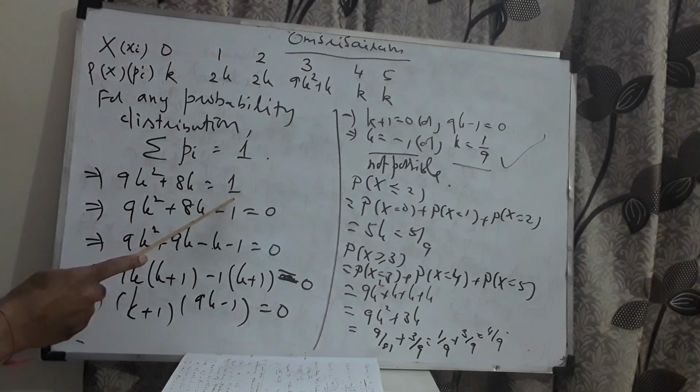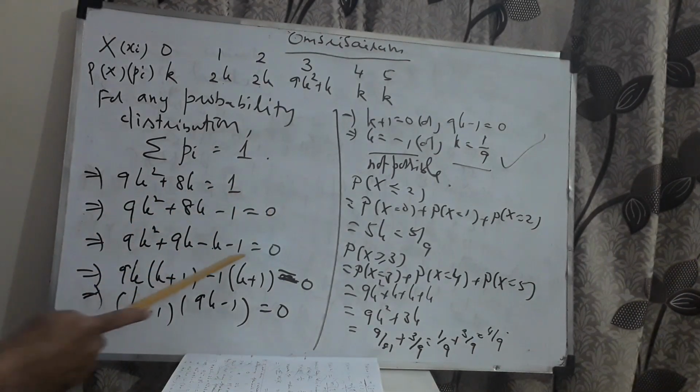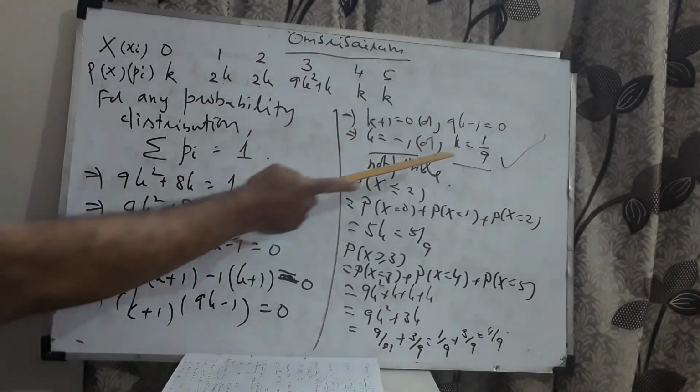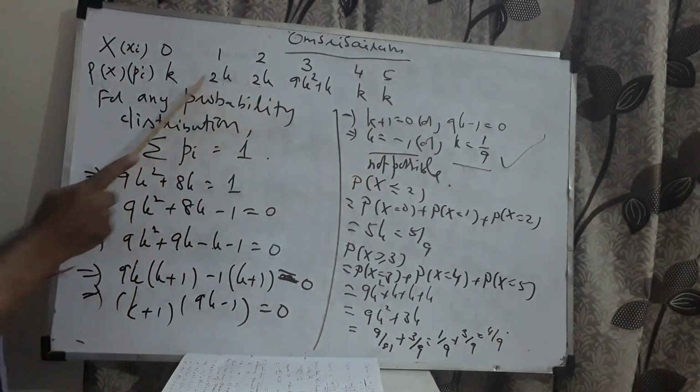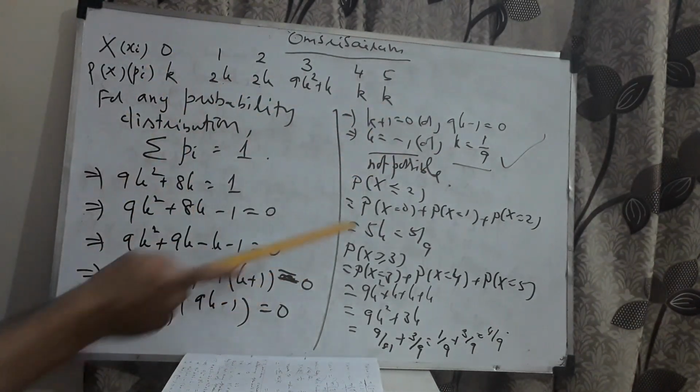9k square plus 8k plus 1 is equal to 1. 9k square plus 8k minus 1 is 0. Therefore, I can split the middle term. After splitting the middle term, I end up with k is minus 1 or k is 1 by 9. K minus 1 is not possible. Most of the values here will be negative, which is not possible.